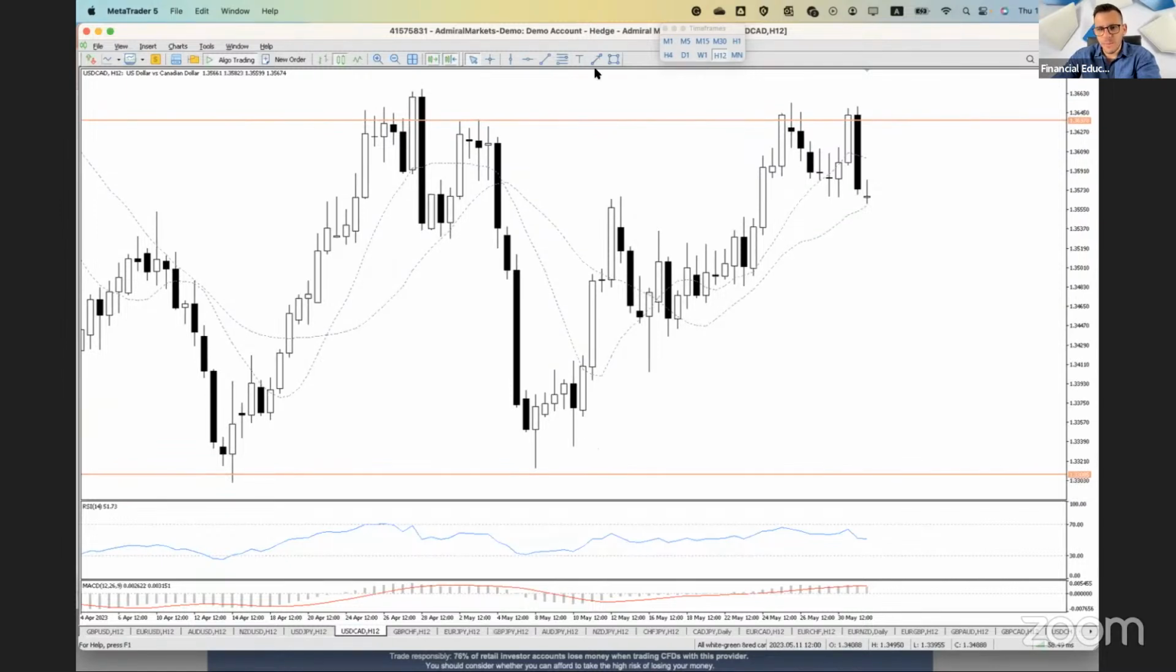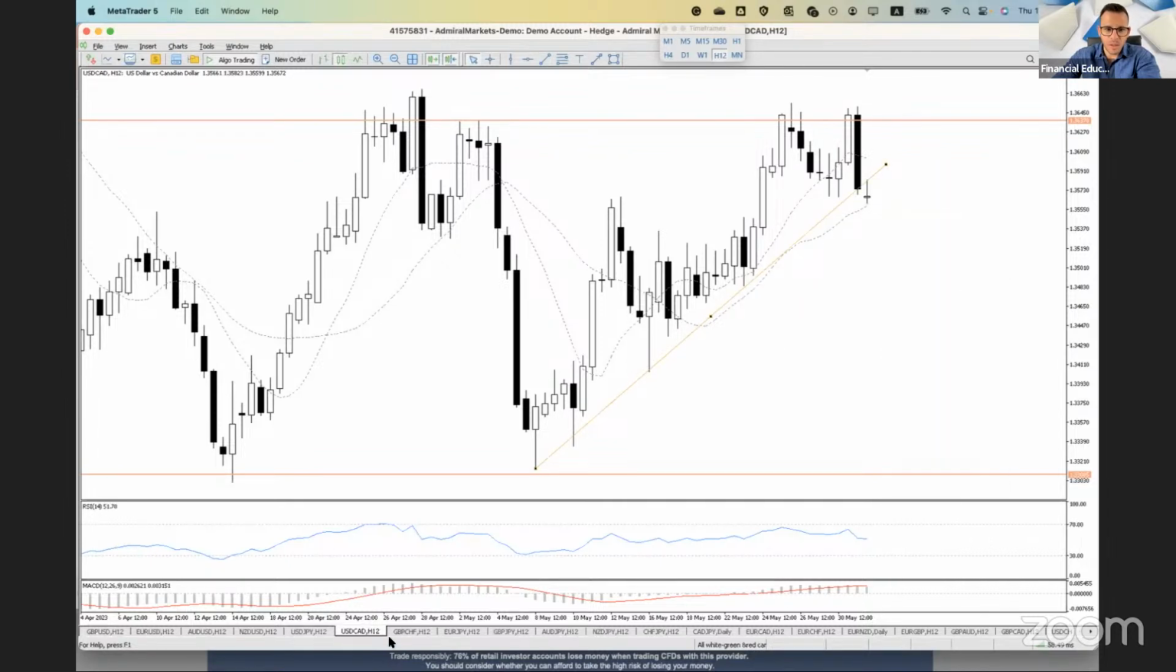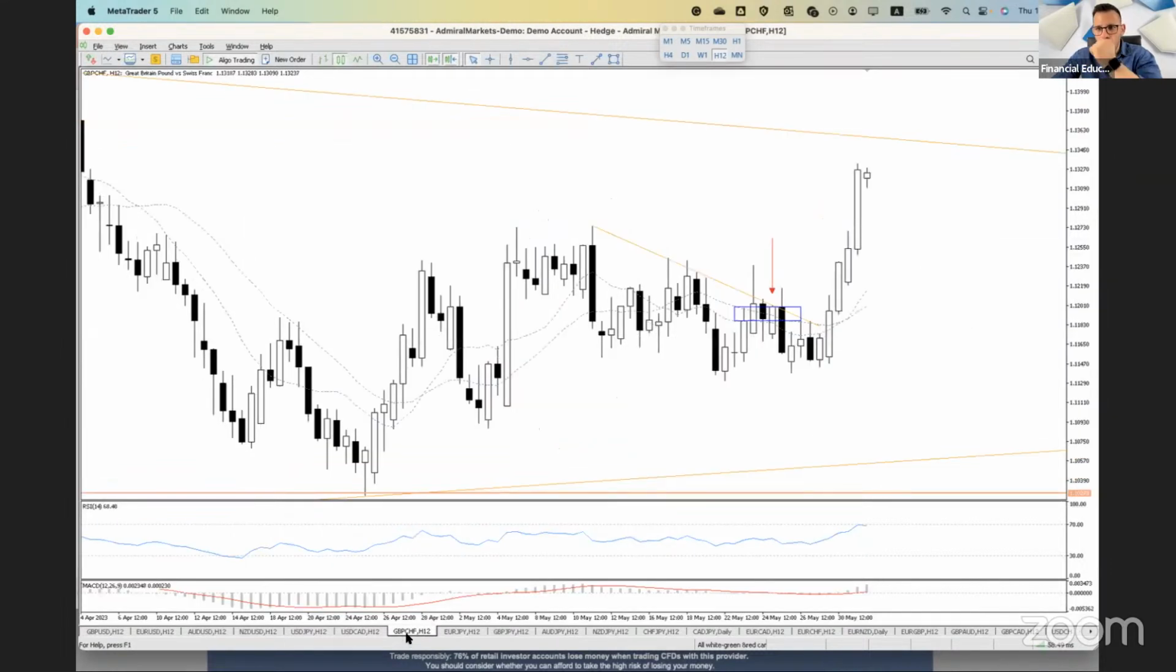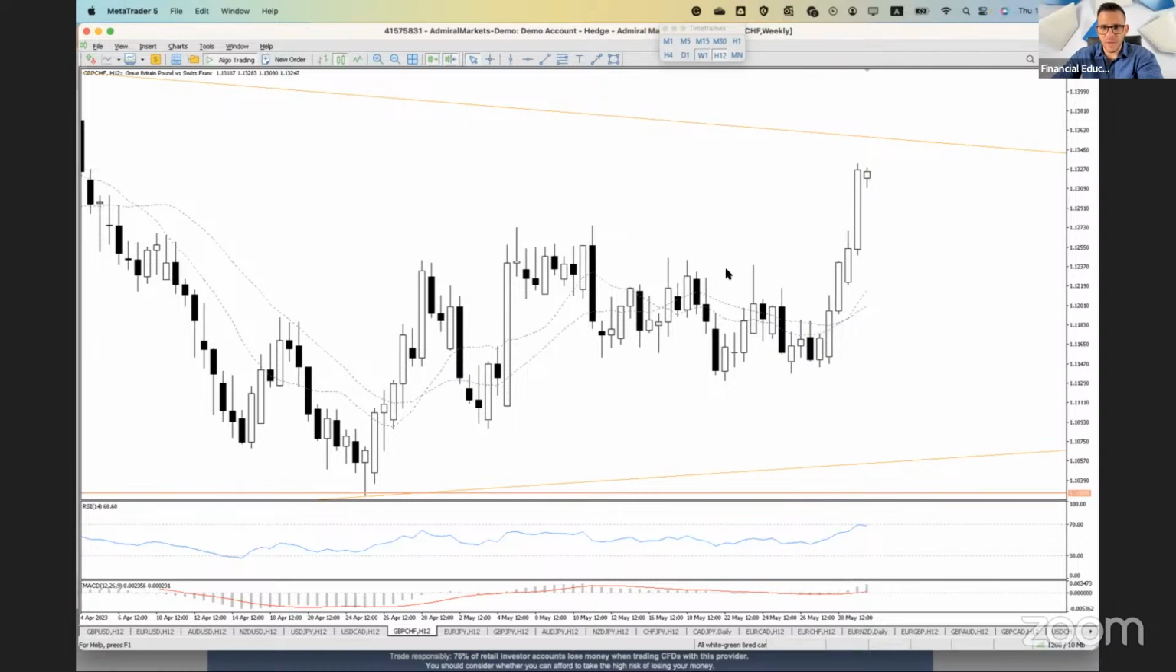Did we break below this trend line? Yep, we broke below this trend line. So, yeah, pound CHF. Let's delete this. It's not relevant anymore. The market found support here and created a new high.